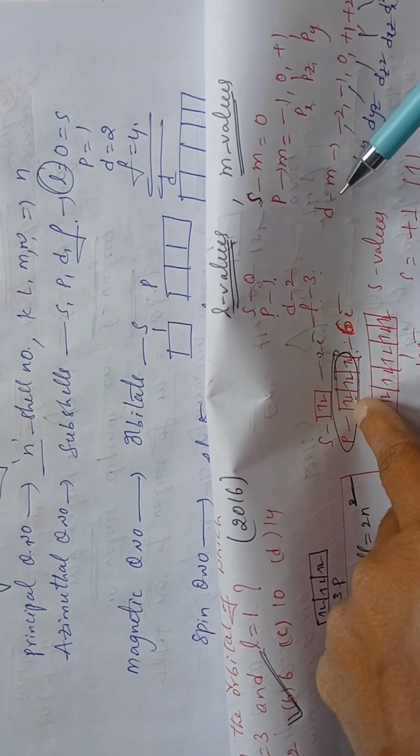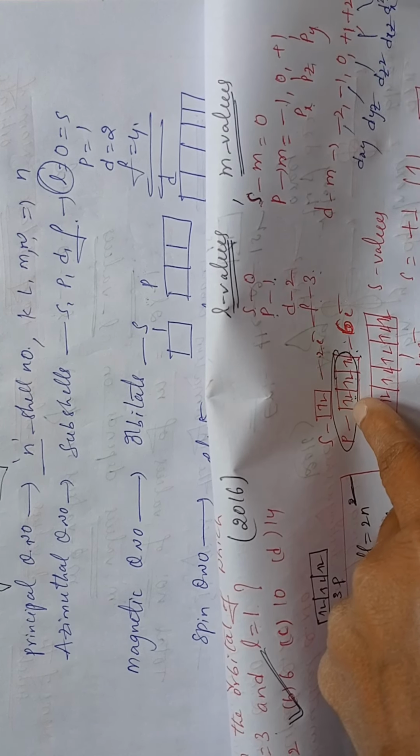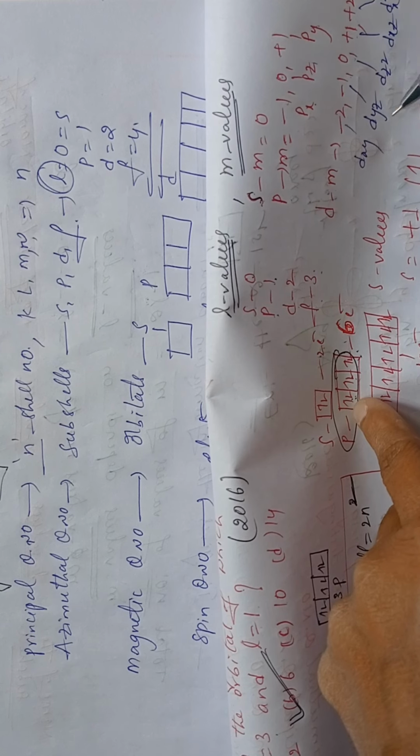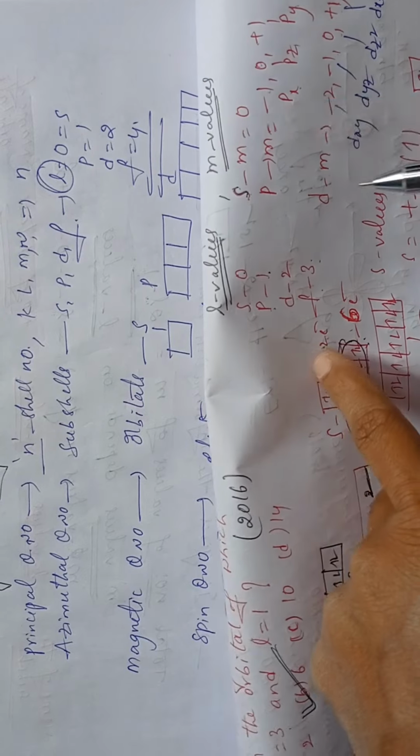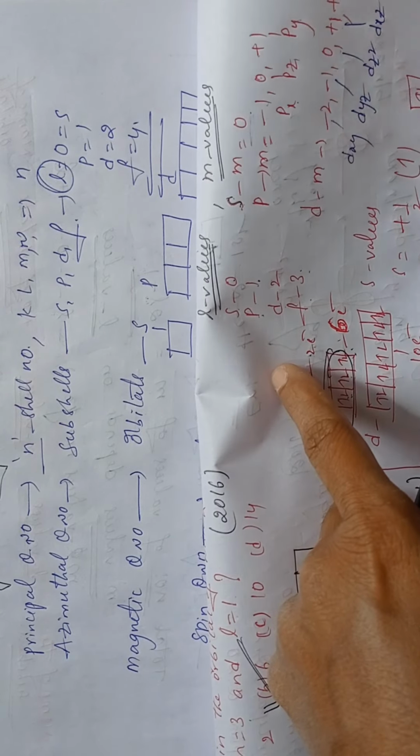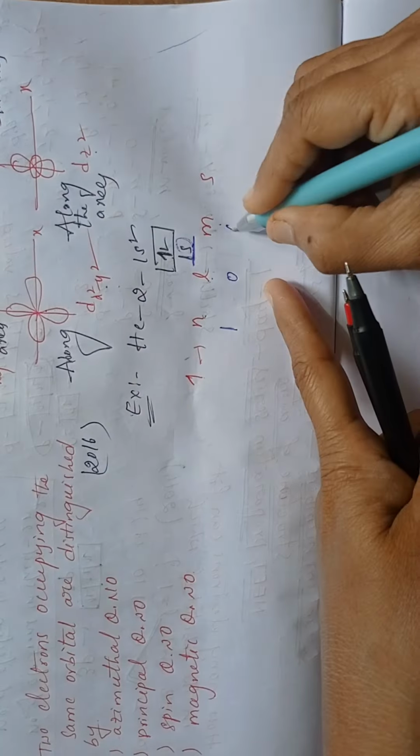Next, the D subshell. These are the values: -2, -1, 0, +1, +2. These are the names: dxy, dyz, dz and so on. Okay. Now for the S subshell, M value how much? 0. So that's why I'm taking 0.